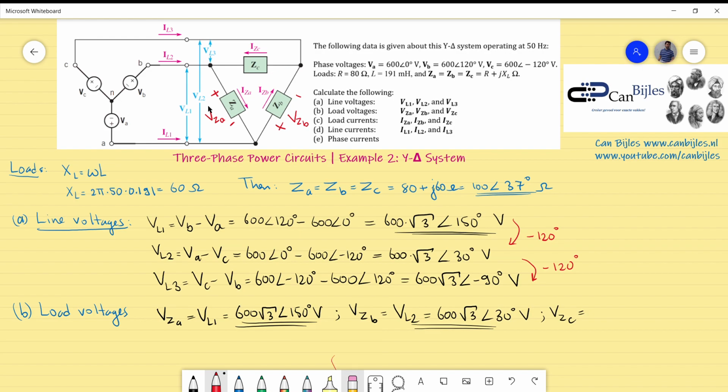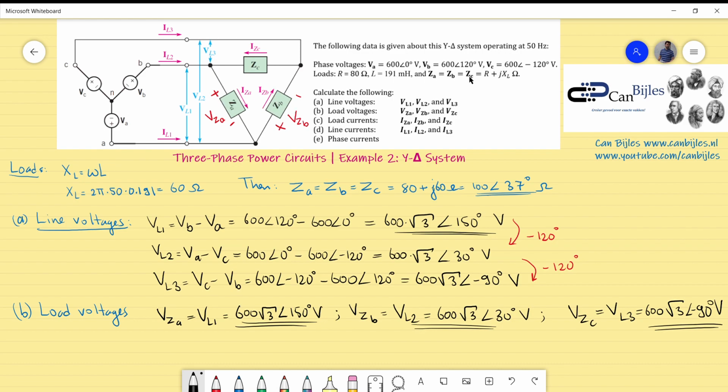So let me write it down a bit more clearly. This V of ZC is equal to VL3, which is exactly 600 square root of 3 with phase of minus 90 degrees. And it's all done for question B. Now we have to move to load currents. Actually, this is very simple, since we know, using Ohm's law, the impedances for each load.